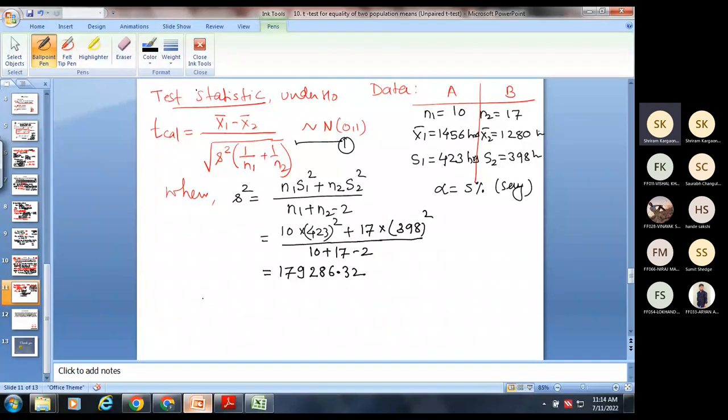So therefore, from one, we are calculating the calculated value. Once you got it, we have to move further. Yes, we get the calculated value. I insert a page here.